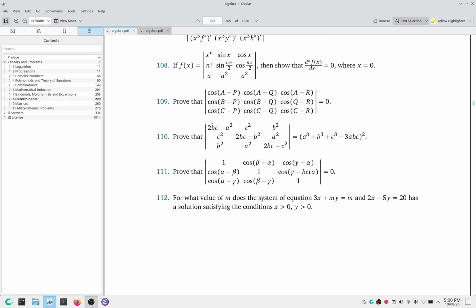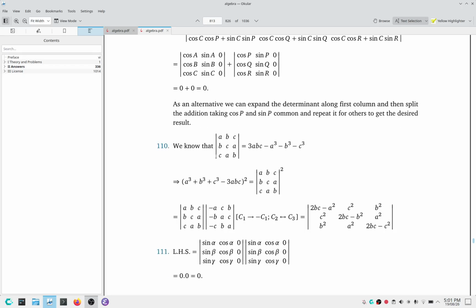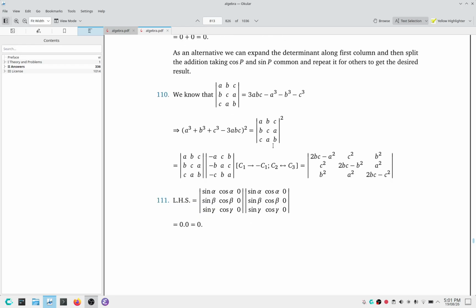Question 110 says that prove that the determinant 2bc minus a square, c square, b square; c square, 2bc minus b square, a square; b square, a square, 2bc minus c square is equal to (a cube plus b cube plus c cube minus 3abc) whole square. So we know that the determinant abc, bca, cab is equal to 3abc minus a cube minus b cube minus c cube. So if you square this, we square the determinant. Okay. So here what we do is C1 goes to minus C1, so we negate the first column, and we also exchange the second and third column. So we'll have this. Now the product of these two determinants is this. So that's how we have proven this.